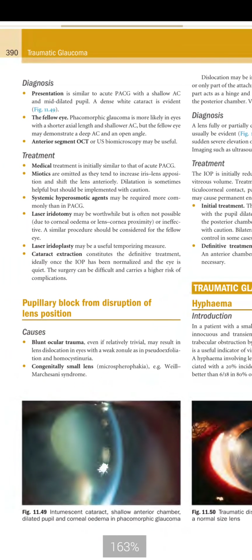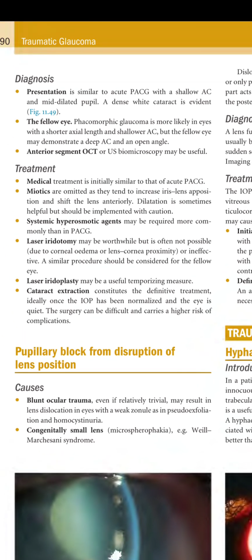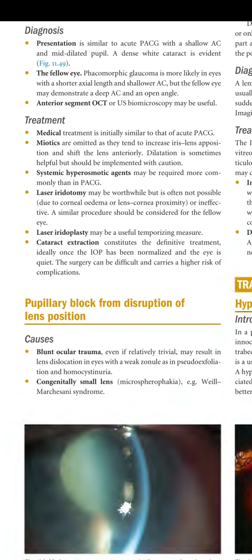Diagnosis. Presentation is similar to primary angle closure glaucoma with a shallow AC and mid-dilated pupil. A dense white cataract is evident. In the fellow eye, phacomorphic glaucoma is more likely in eyes with a shorter axial length and a shallower AC, but the fellow eye may demonstrate a deep AC and an open angle. Anterior segment OCT or ultrasound biomicroscopy may be useful.